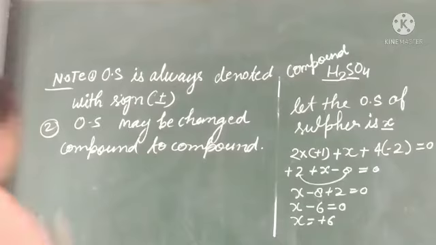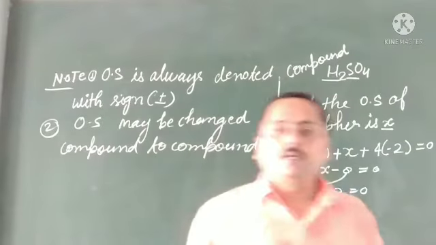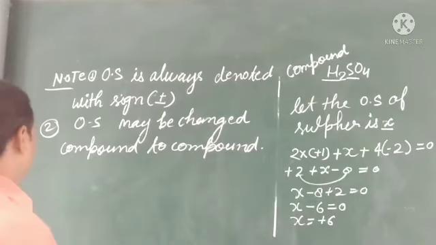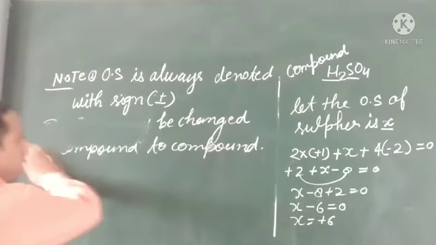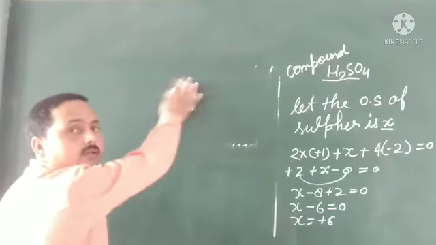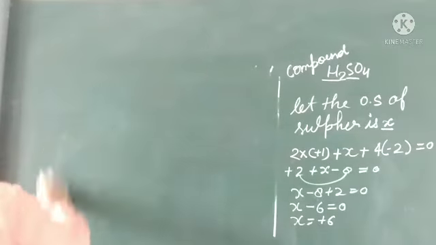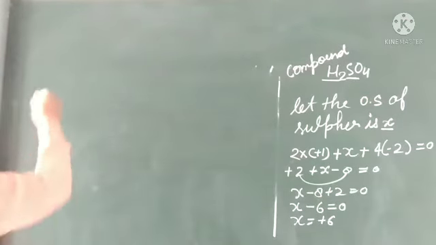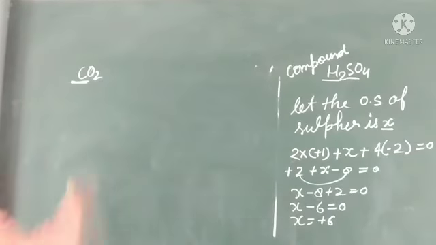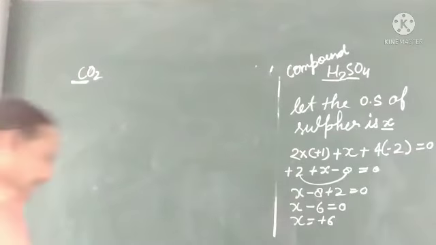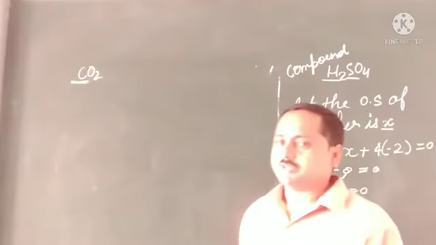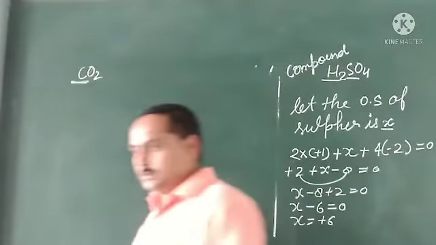So students, these points should be noted. I have taken one example, SO4. I am taking another example to calculate the oxidation state. Here I am taking CO2, and we have to calculate the oxidation state of carbon. Which one we have to calculate? Oxidation state of carbon we will calculate.